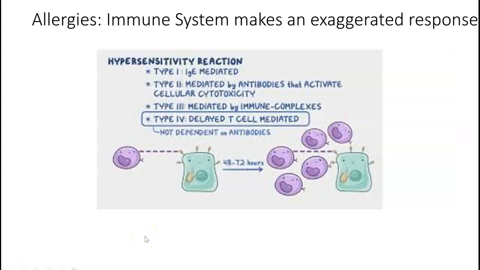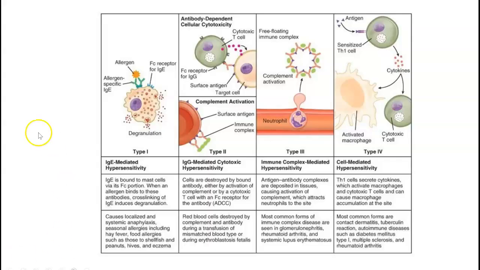Our last chapter is on what happens when our immune system goes awry. The first thing that we talked about were allergies. Allergies are when the immune system goes above and beyond. It's making an exaggerated response. We talked about type 1, which is immediate, type 2, which is the cytotoxicity response, type 3, which has to do with immune complexes, and type 4, which is that delayed type hypersensitivity. I captured this chart that illustrates all of those types of allergies.